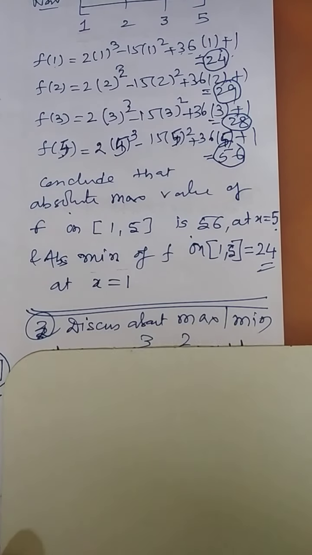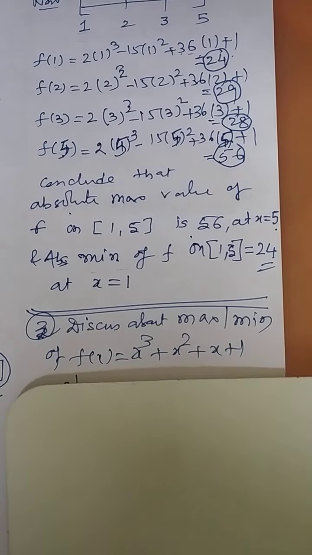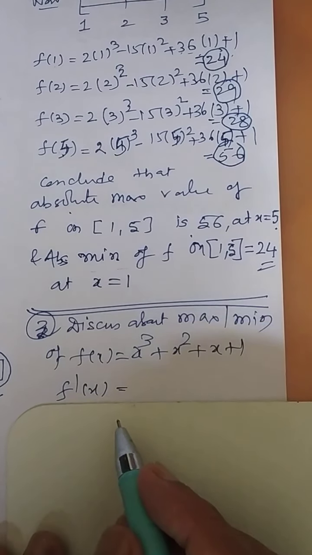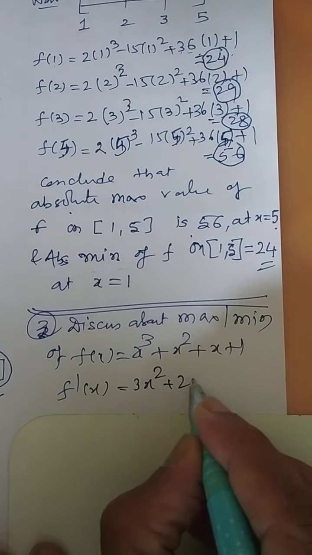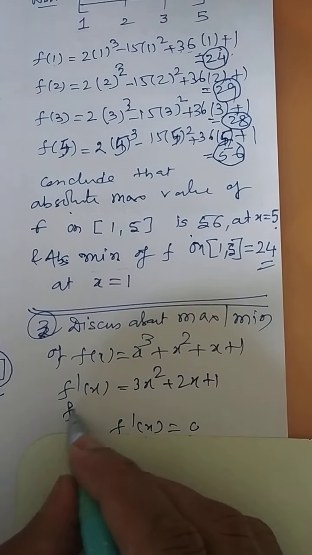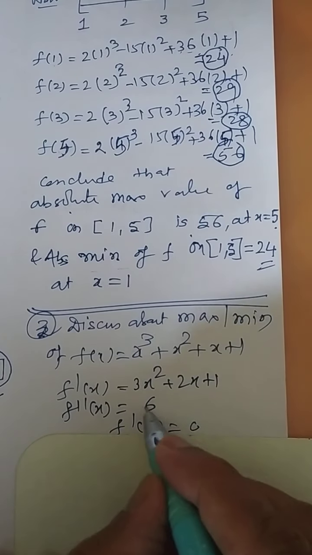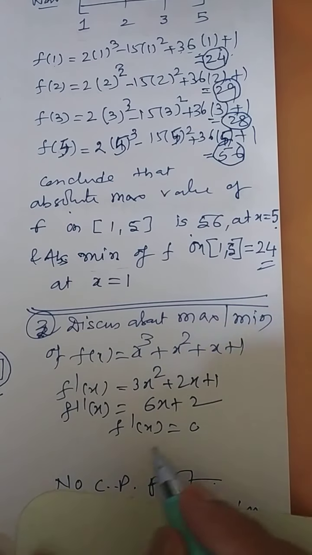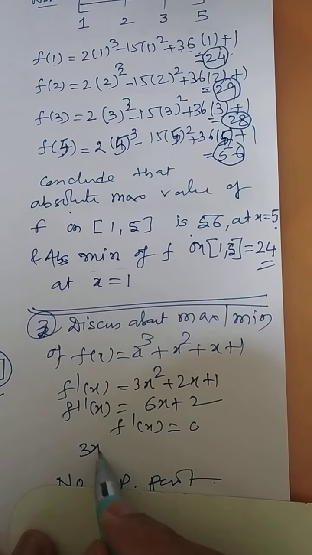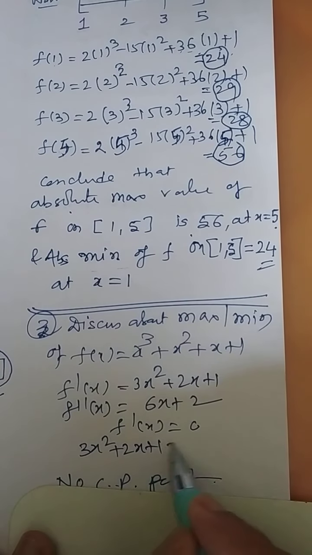The third type of question: discuss the maxima and minima of the function. It is on the line of the first one. So f dash of x will be 3x square plus 2x plus 1. If you ask me what is f double dash of x, it will be 6x plus 2. Now f dash of x will be equal to 0, so 3x square plus 2x plus 1 will be equal to 0.